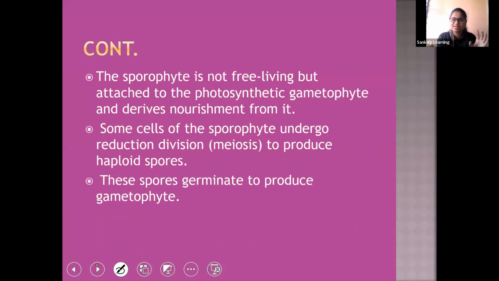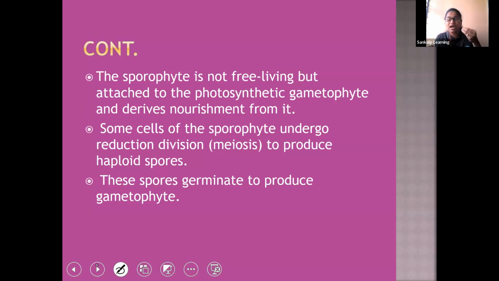The sporophyte is not free living. Some cells of the sporophyte undergo reduction division. Some part of the cells will undergo meiotic division. What is meiotic division? Reduction of chromosome number, that is, the chromosome number becomes exactly half during cell division. So only some cells will undergo meiotic division.